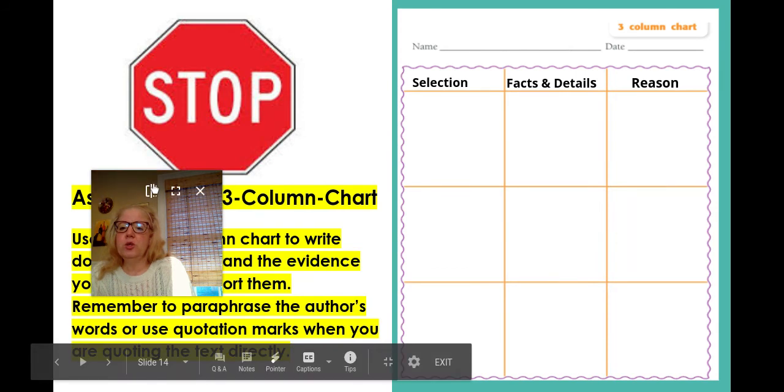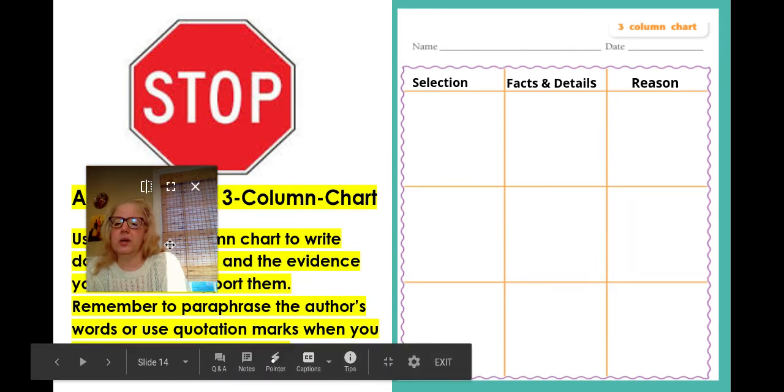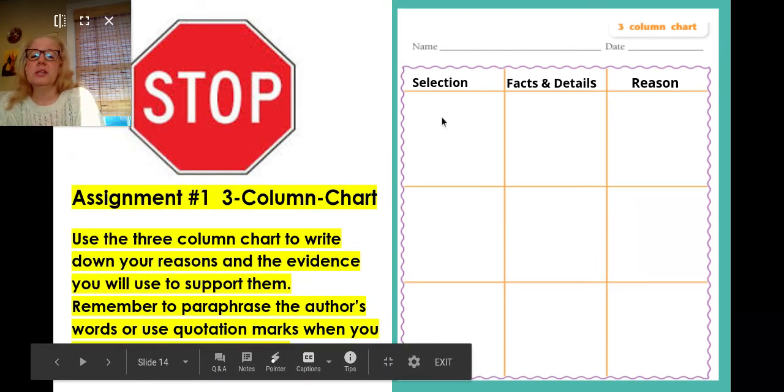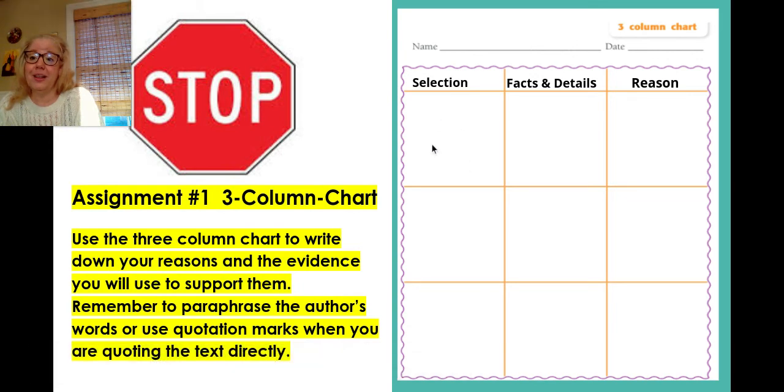So your 3-column chart is going to be posted as an assignment. You're going to give the selection. Which one are you talking about, The Drive Down or Grandpa's Surprise? Then any facts and details, examples, quotations, and then the reason. Why does this support your opinion? Okay. Now, I gave you this 3-column chart. I handed it to you as a paper yesterday.